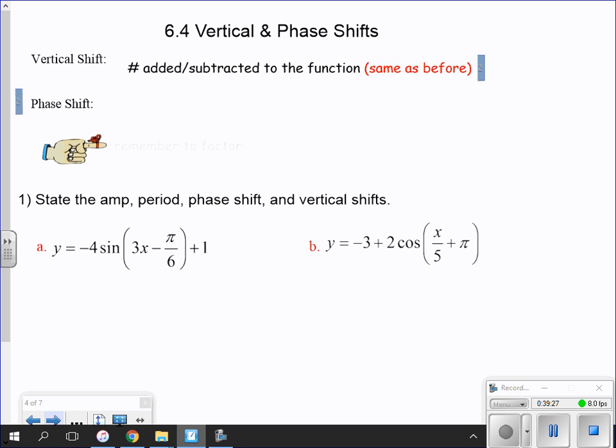Okay, so that's a vertical shift. You add some number outside. It moves the whole graph up or down, just like before. Okay, and then we have a phase shift. A phase shift is a trig way of saying a horizontal shift. Moving the whole graph left or right.